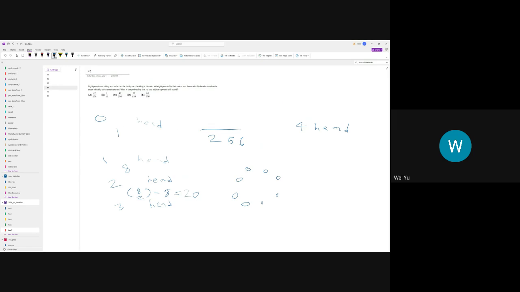Okay, 3 heads is a little complicated. So let's consider the ways that we can have 3 heads. Firstly, there are 8 ways to choose one of the people who flipped heads, and then in successful cases, these 2 people couldn't have flipped heads.